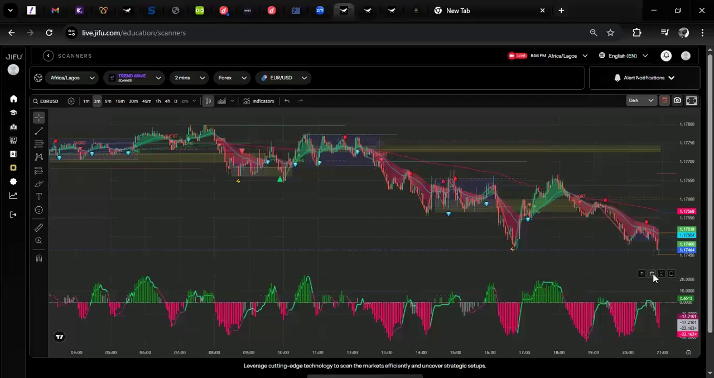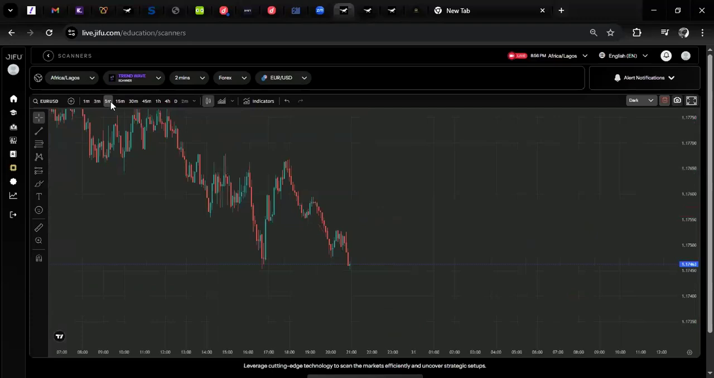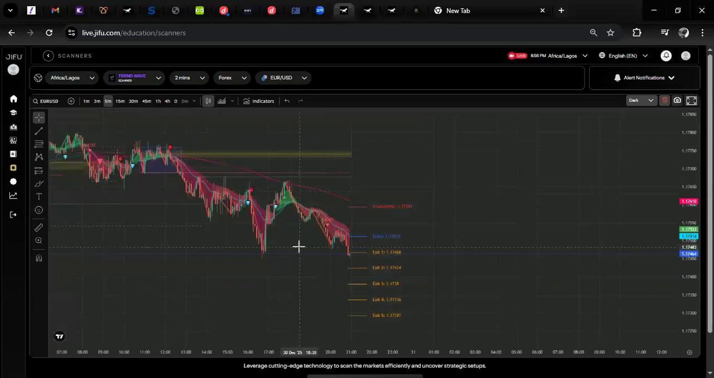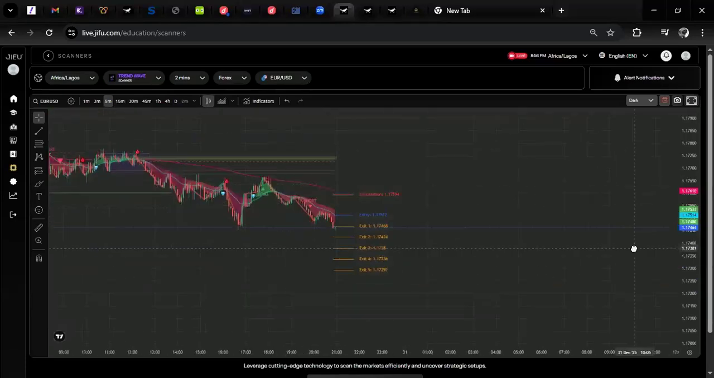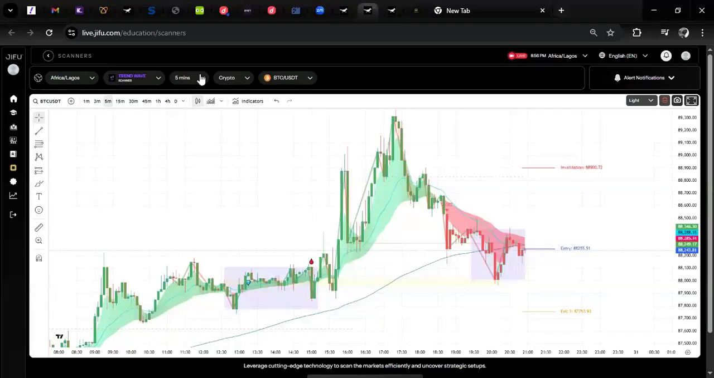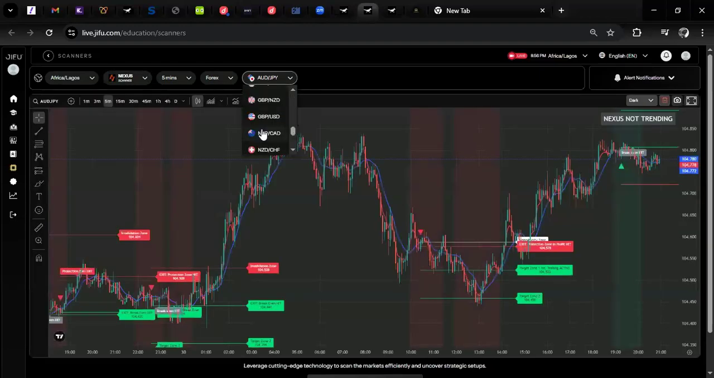Okay, so we have everything now. 5 minutes, 15 minutes, 30 minutes, and 1 hour aligning. That brings us to the next scanner. If we have all of these things, it does not mean you should just jump into a sell like that, guys. This is exactly how you go around the scanners. Now we have to marry other scanners. Now let's invite the Nexus and then go straight to Forex USD.